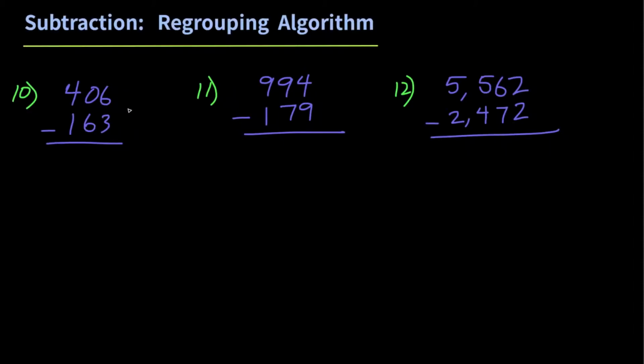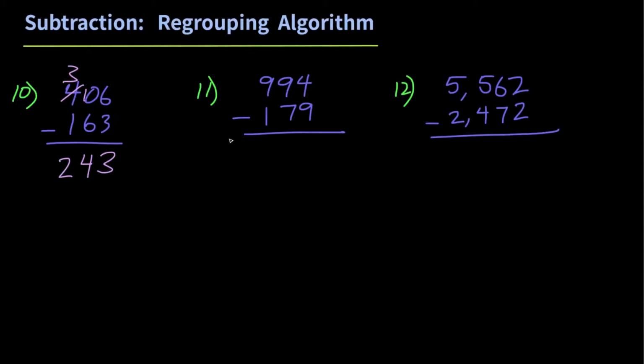Number 10, 406 minus 163. We're going to start in the ones. 6 minus 3 is 3. 0 minus 6. Can't do it. 6 is too big. Need to borrow from the next place value. So we have 3 here. Add 10 here. 10 minus 6 is 4. 3 minus 1 is 2. So the result is 243.